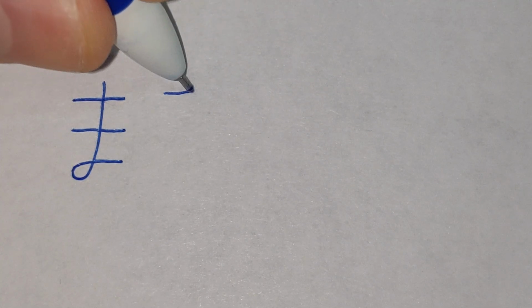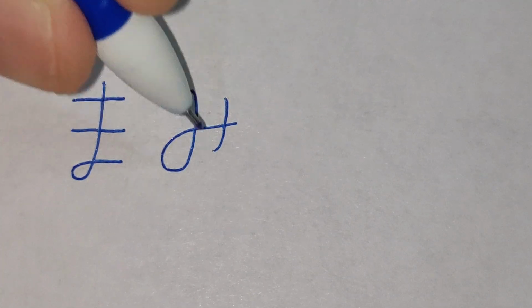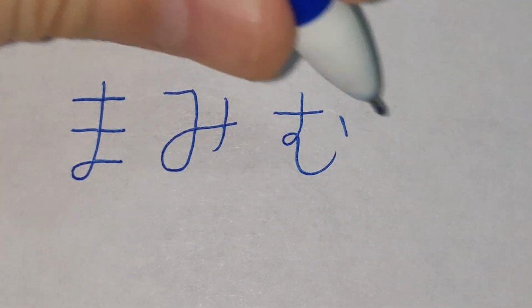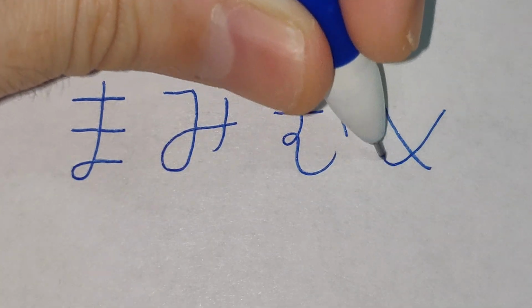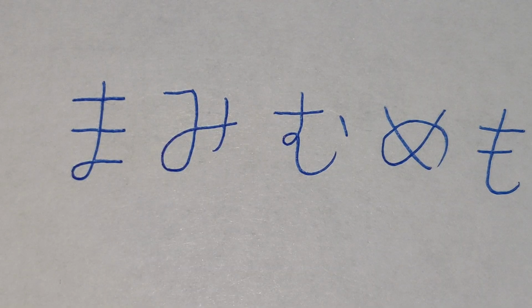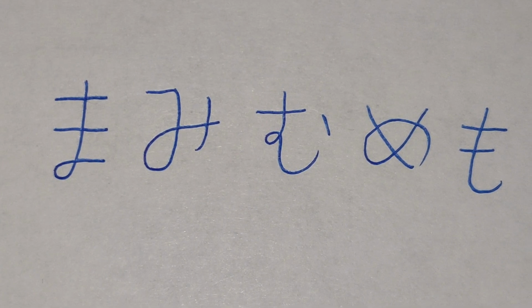Let's wrap this lesson up by writing all of today's characters. Ma, mi, mu, me, mo. Make sure you practice each character multiple times while pronouncing them to reinforce memory and handwriting flow.